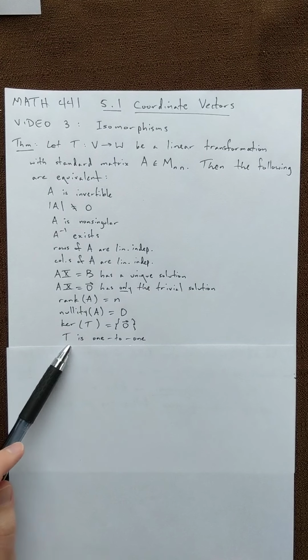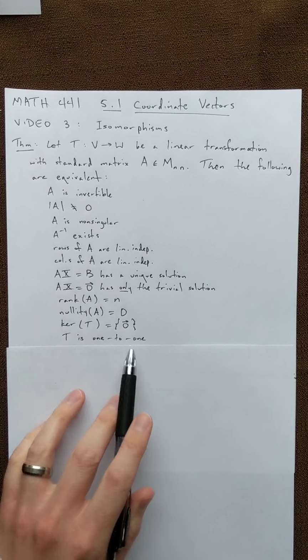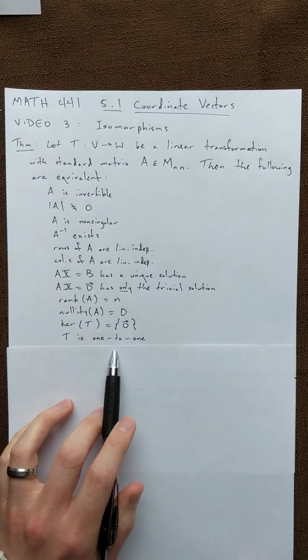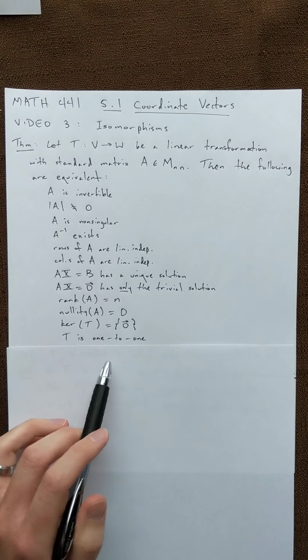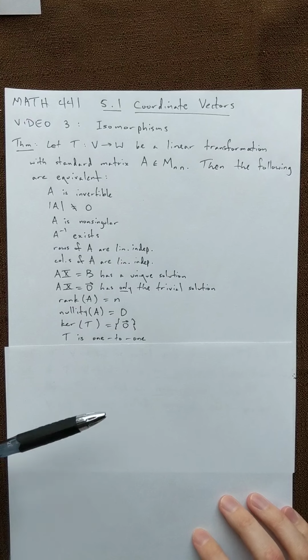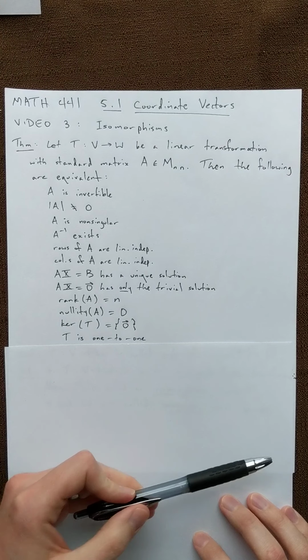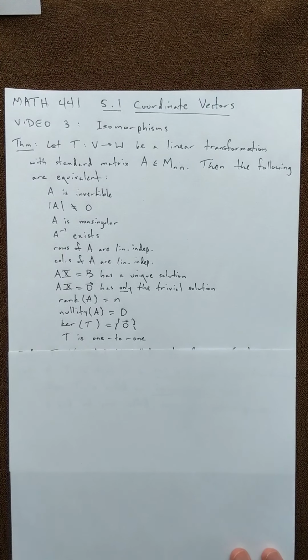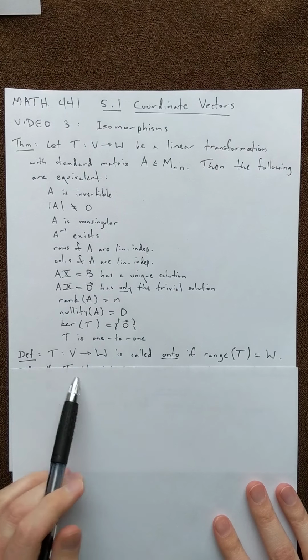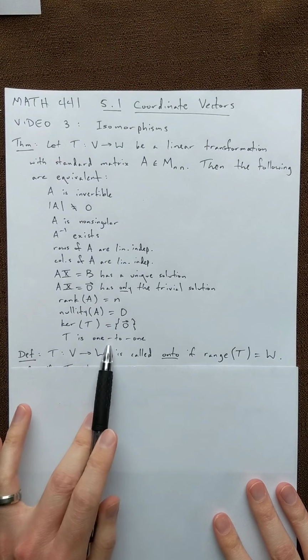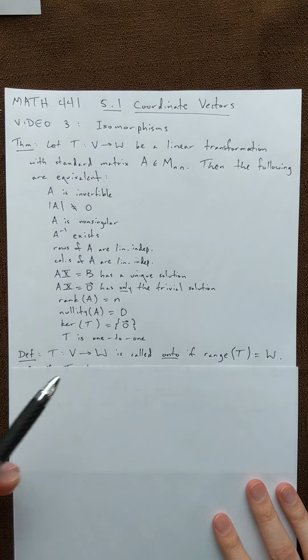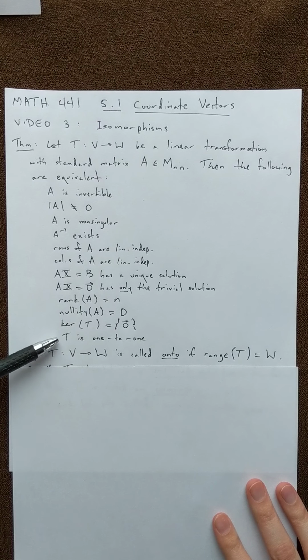So the kernel has to be just the 0 vector with nothing else. If this happens, we say that T is 1 to 1. And this is actually the same exact definition as a function being 1 to 1. It means that you can't have two different vectors being sent to the same place. Okay. Second definition. So the definition of 1 to 1 we've seen before, from college algebra on up. Now we're just saying this ties into everything about invertible matrices.